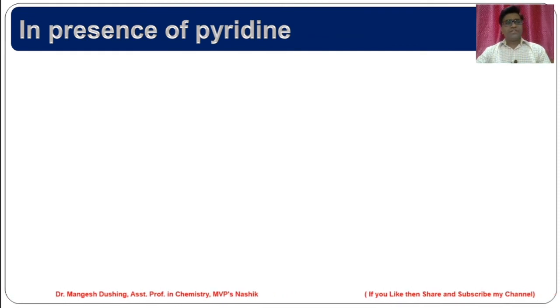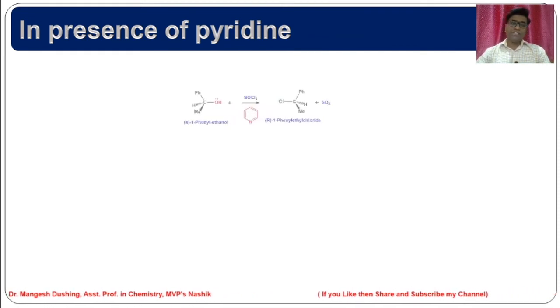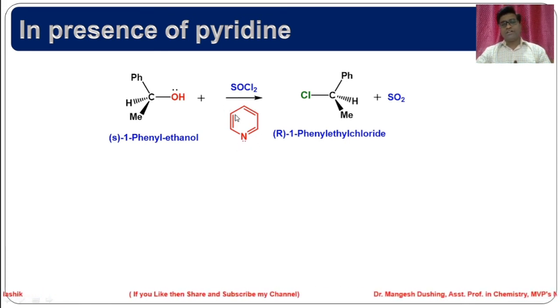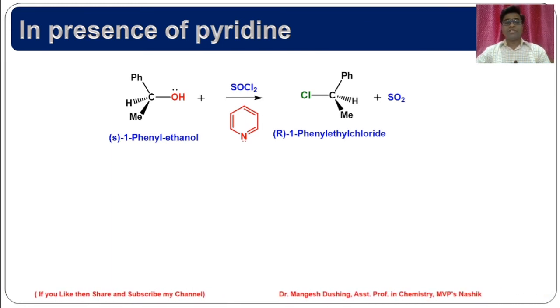Friends, what if it is in the presence of pyridine? Suppose this is S-1-phenylethanol, with the same reagent, SOCl2. But if you use pyridine as a solvent instead of ether or THF, then the product's stereochemistry will be inverted. That is, S is converted to R. So the product will be R-1-phenylethyl chloride. So it's like an SN2 mechanism. In the presence of SOCl2 and pyridine, we get an SN2 type of mechanism.